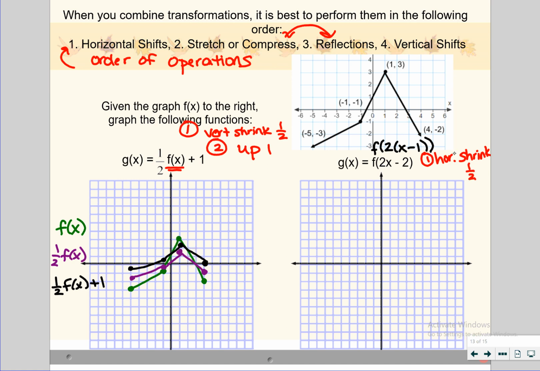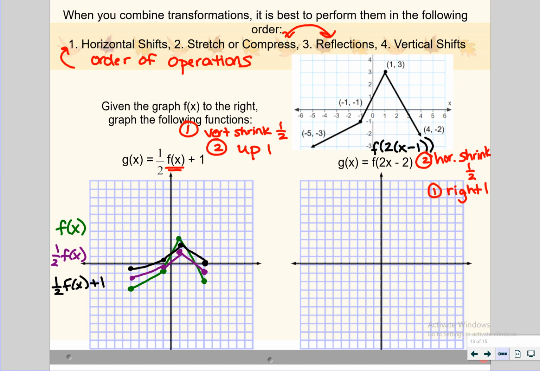And then the minus 1 on the inside is going to do what? Oh, and actually, I shouldn't put those there because that one's going to happen first. It's going to move it right 1. Okay, and that's the one that's going to happen first because my horizontal shift, left and right, is going to happen first. And then any stretches or shrinks happen second.